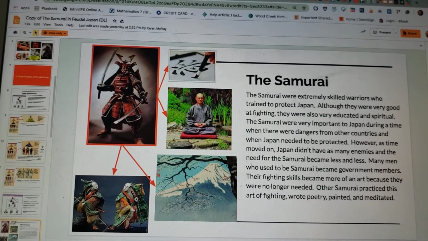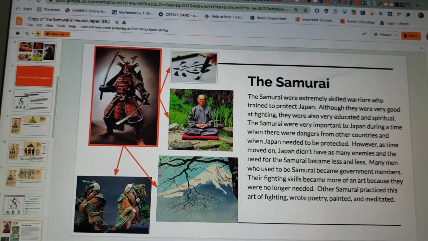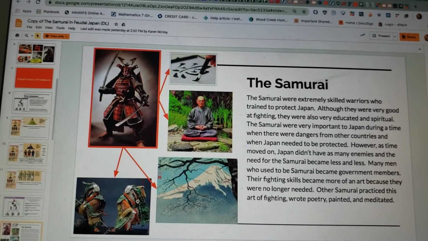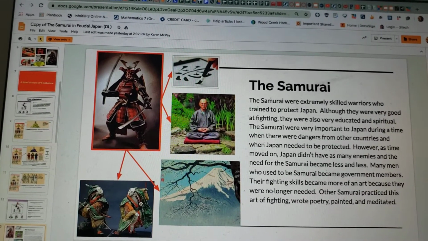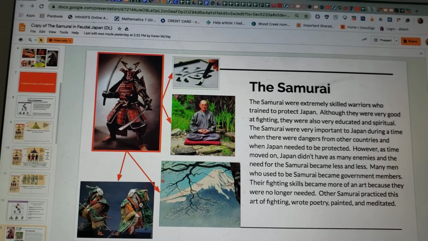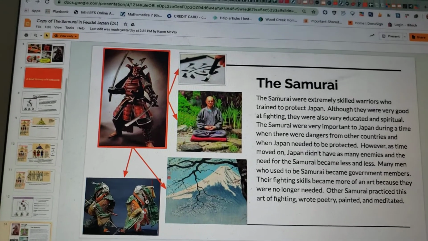Many men who used to be the samurai became government members. Their fighting skills became more of an art because they were no longer needed. Other samurai practiced this art of fighting, wrote poetry, painted, and meditated.